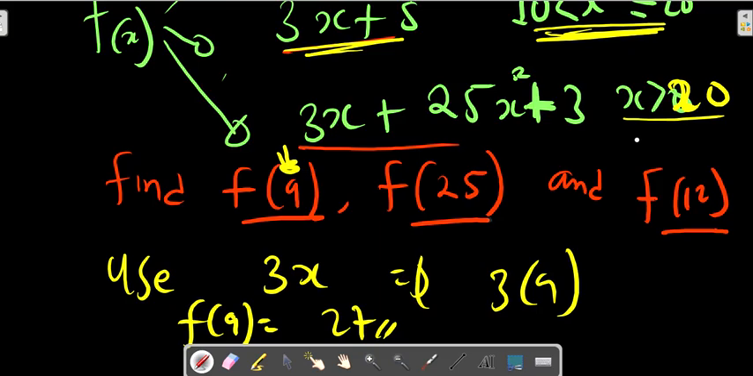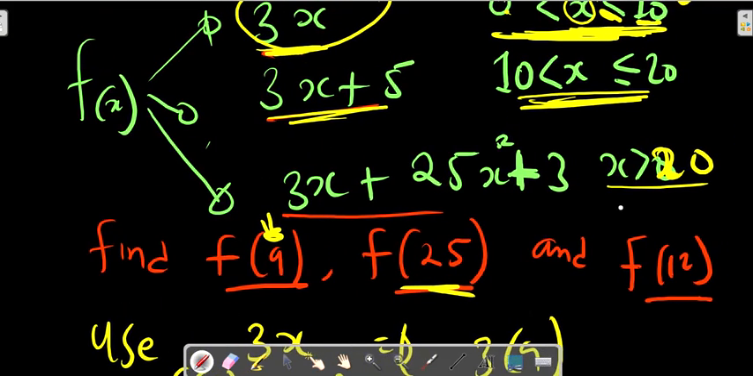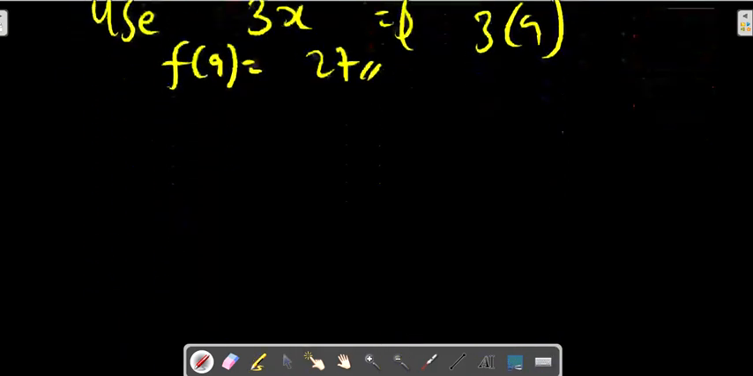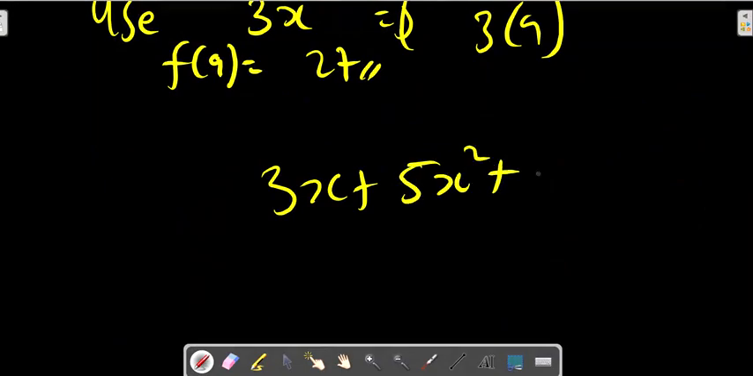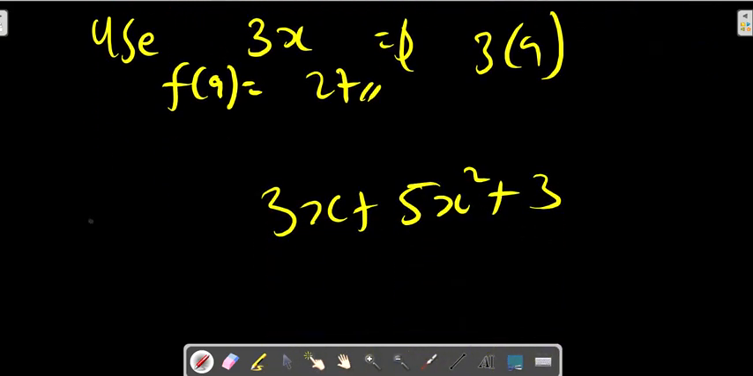Now, let's try finding f of 25. We have to look at the conditions here. Where does 25 fall? You can see that 25 is greater than 20. So the third part of the piecewise function is what we're going to use. It's going to be the active part. In this situation, we have 3x plus 5x cubed plus 3, I guess. And we have to replace every x by 25.